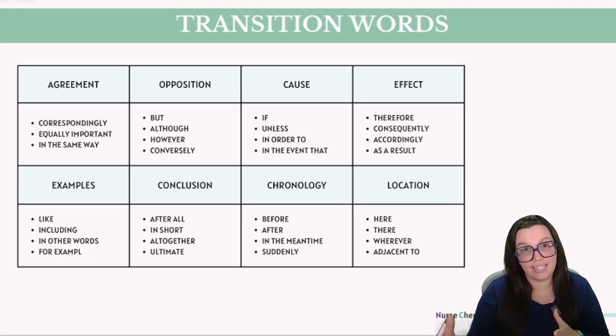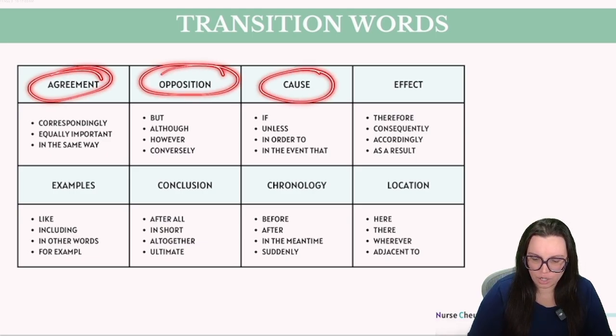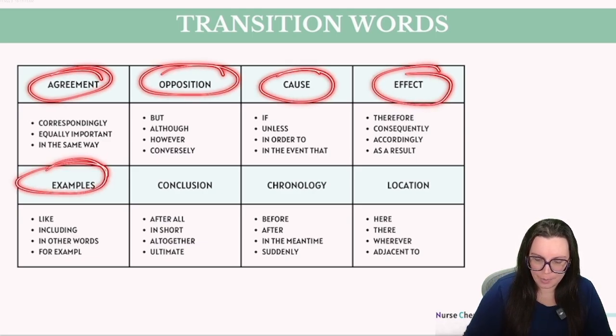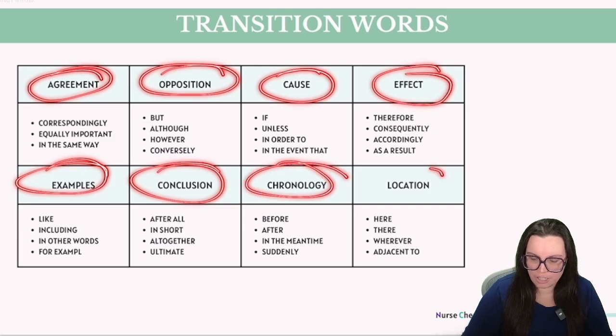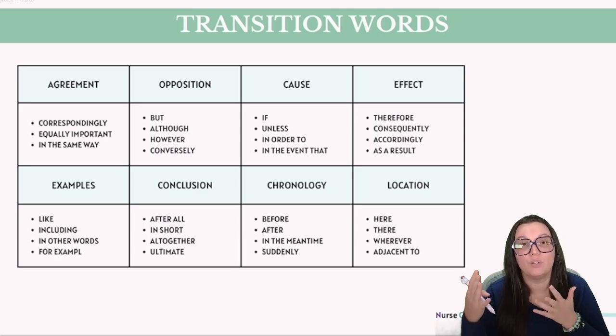In this section of the TEAS, you will need to be familiar with agreement, opposition, cause, effect, examples, conclusions, chronology, and location transition words. These are some common examples of what the ATI TEAS has deemed as the most important transition words to know for your test.